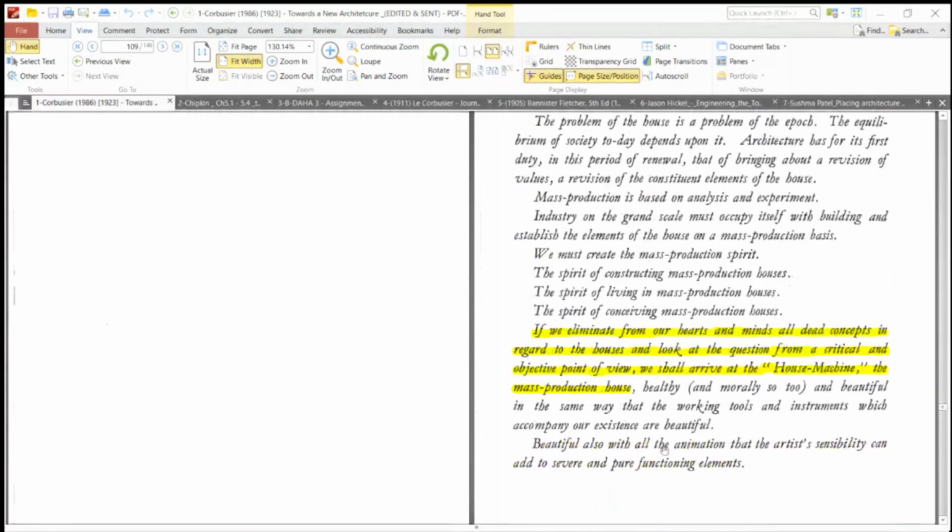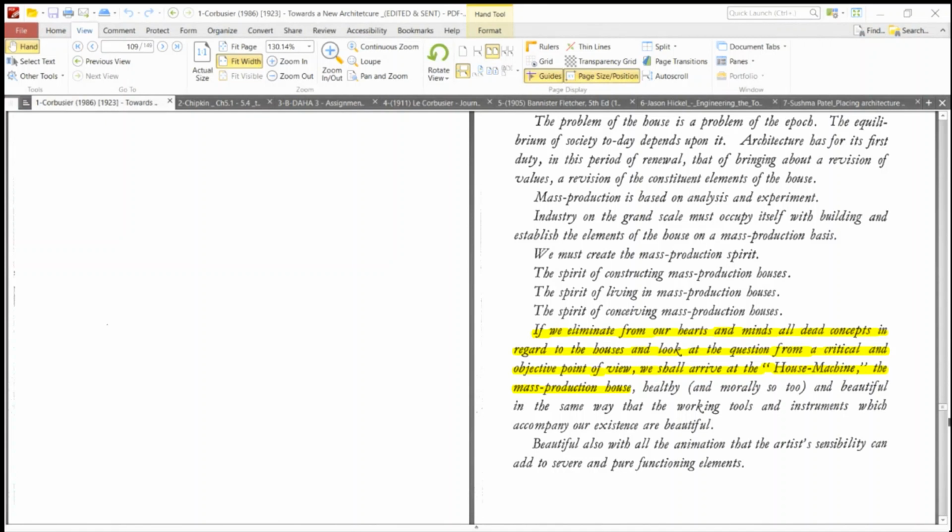He says, if we eliminate from our hearts and minds all dead concepts, in other words, everything before this is a dead concept, because we are, as he sees it, and his contemporaries see it, in a new age. We are in a new time. We are in a time that needs new concepts, and all previous concepts are dead. They no longer are suitable for our time.